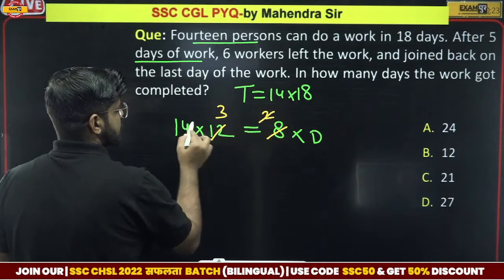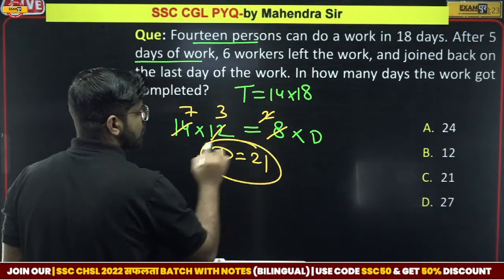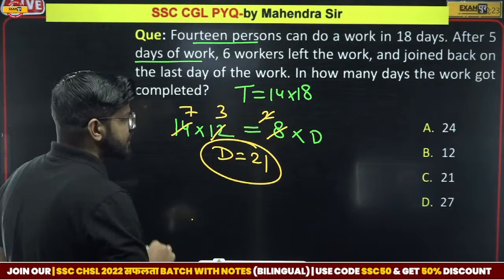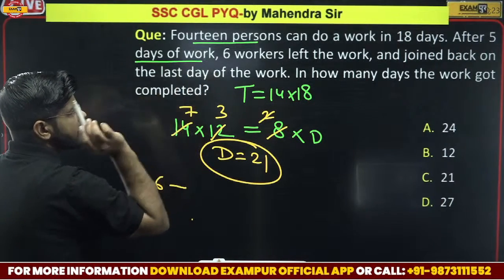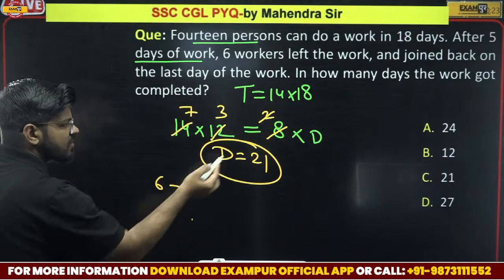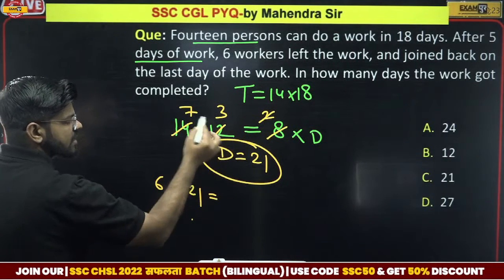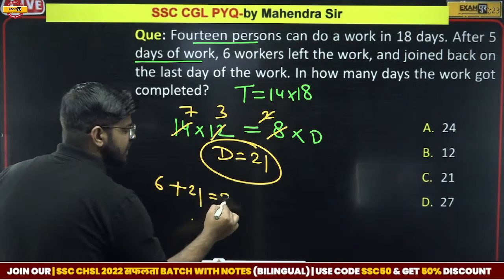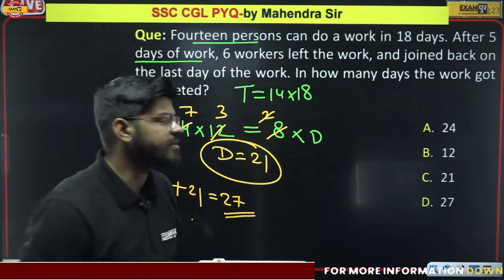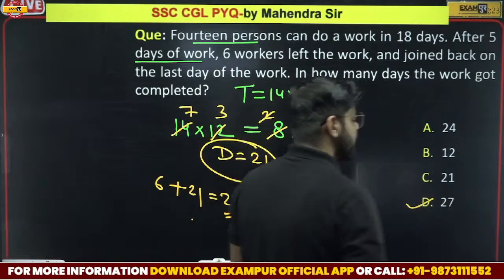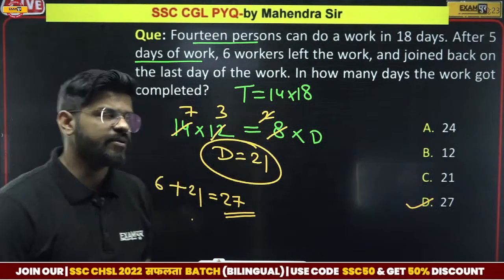Okay, and this will be 2. So D is equal to what? 21. So my 6 days work has already completed here, and the remaining work is completed in 21 days. That means this work is completed in overall 27 days. So option number D is my right answer. Is it clear to everyone? Absolutely correct, Swan. Very good.